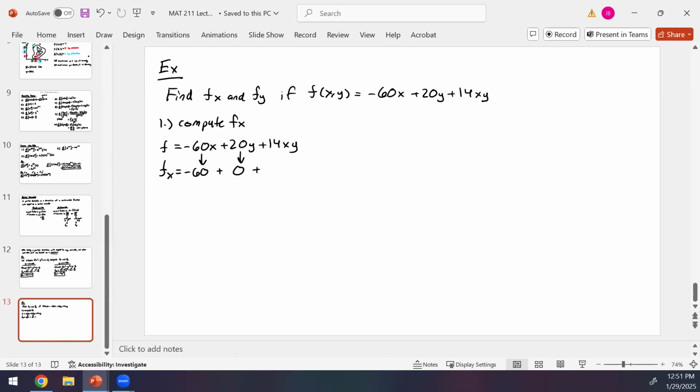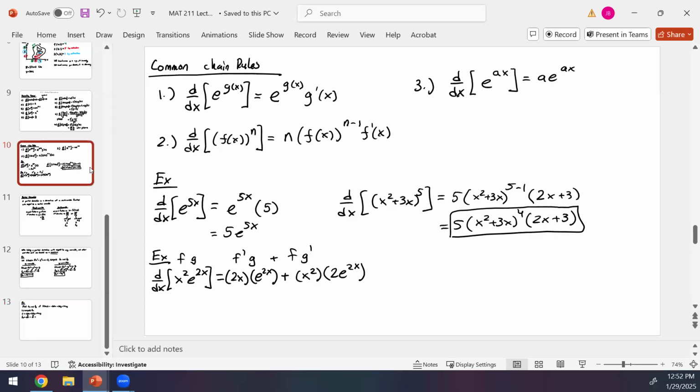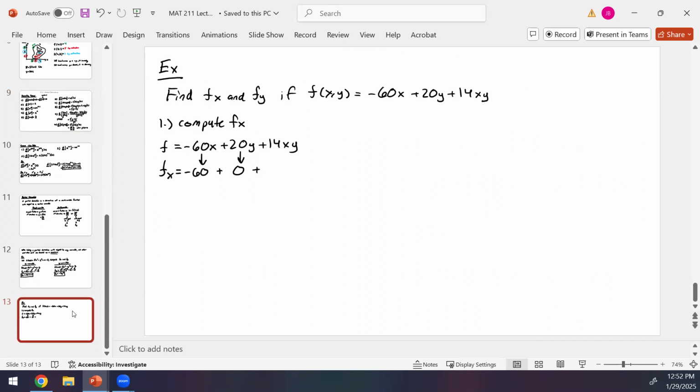Yes. So here's the tricky part, unfortunately. You got to think about it in the context of what I said earlier. When taking a partial derivative with respect to any variable, all other variables will be treated as a constant. And if you go back to the very beginning, the derivative of a constant times a function is the constant times the derivative of the function. So you got to pay close attention here. The derivative of 14xy is going to be 14y.